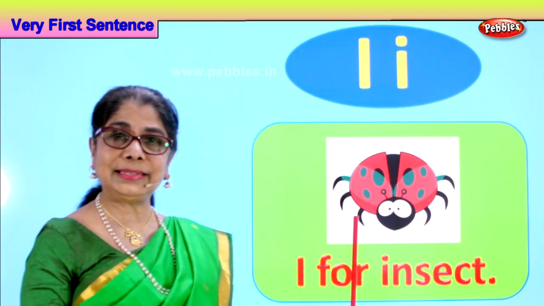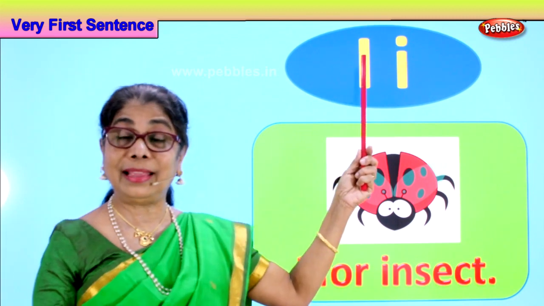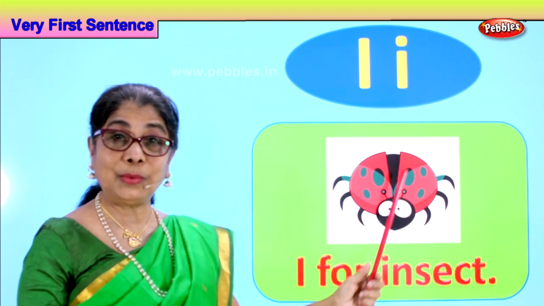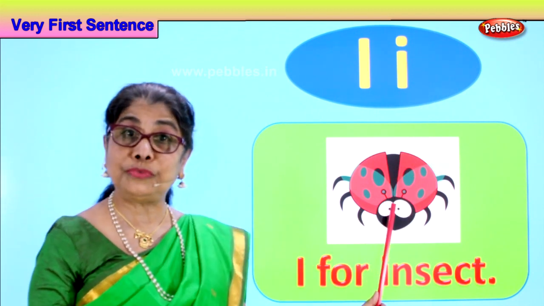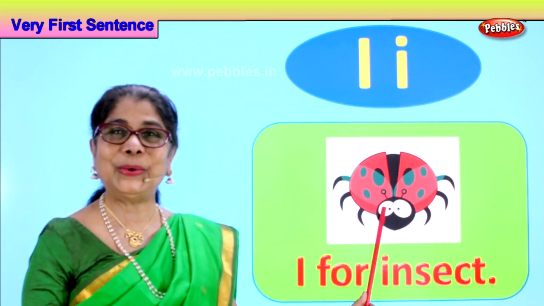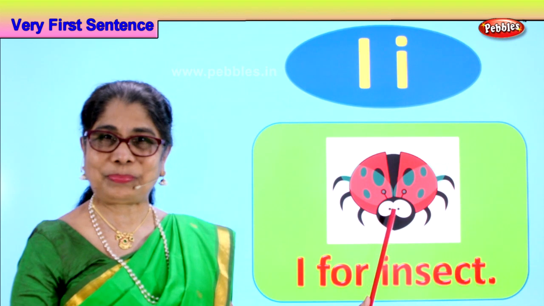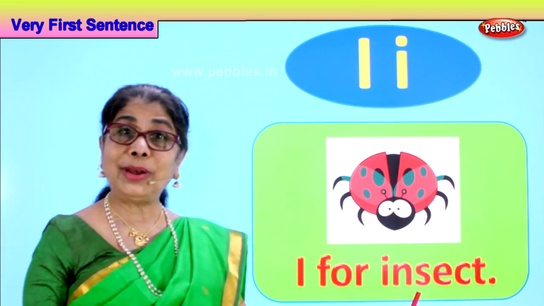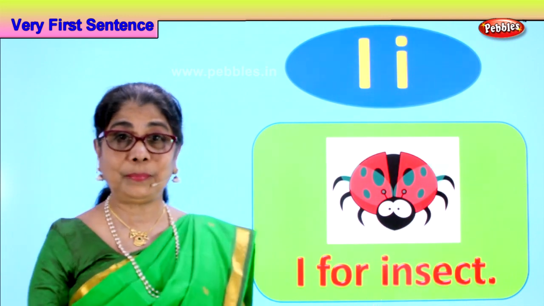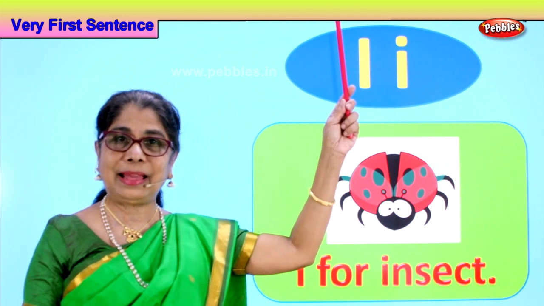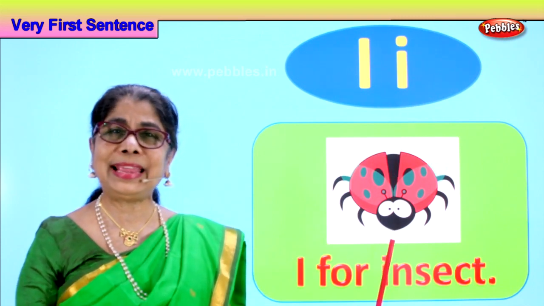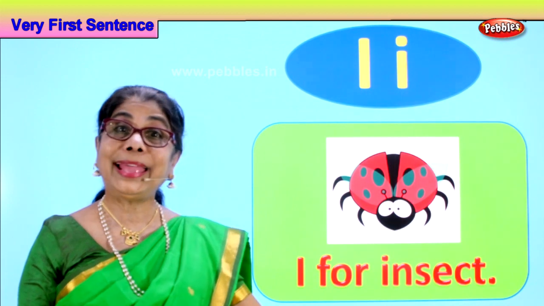What picture is this? Look, letter I. Now remember there is capital and small. And what do you see here? A beautiful picture of, what is it? An insect. I for insect, E. Letter I sound is E. Capital I, small I. Here you have a colorful insect, I for insect.